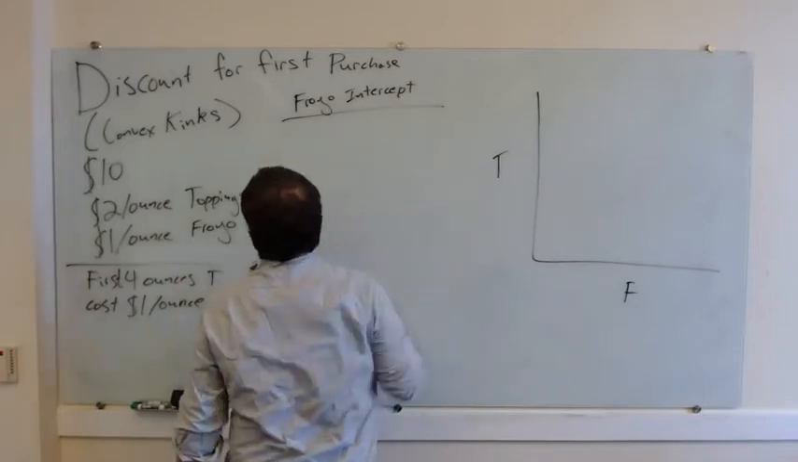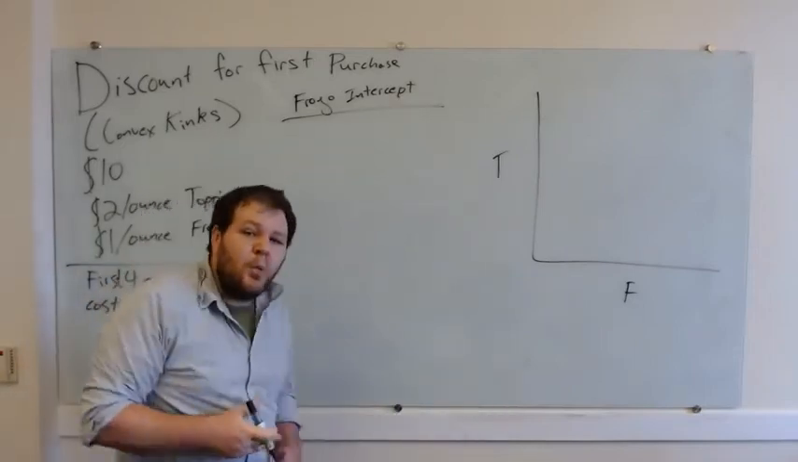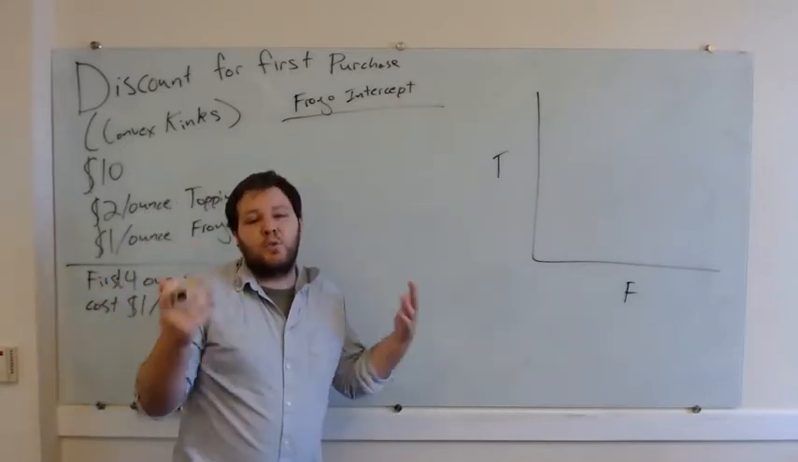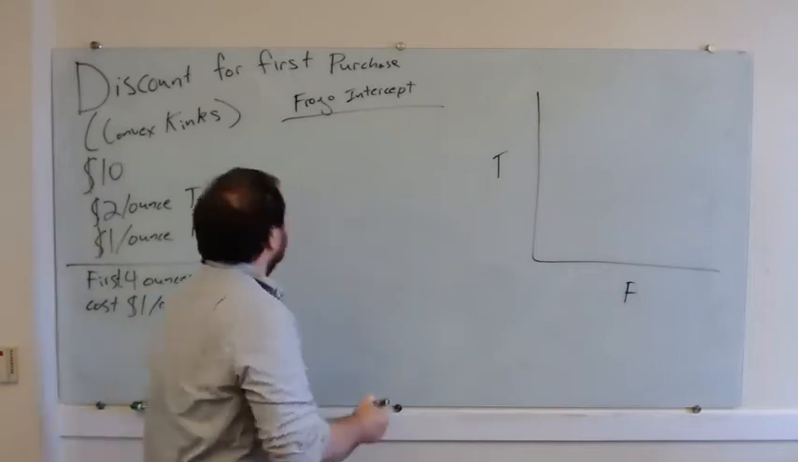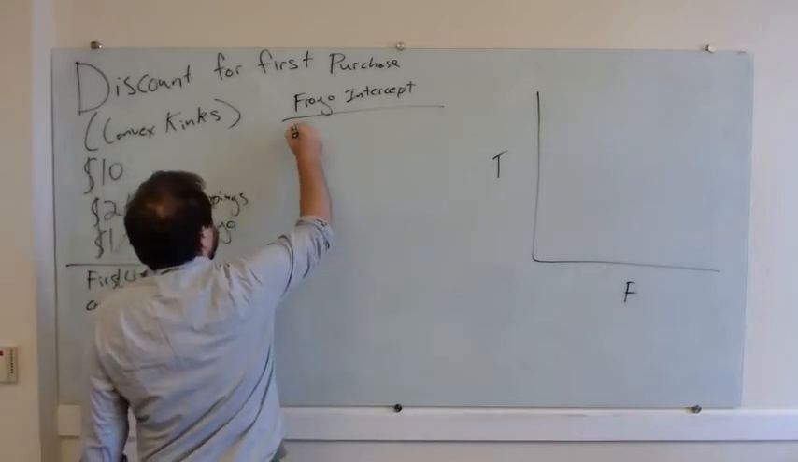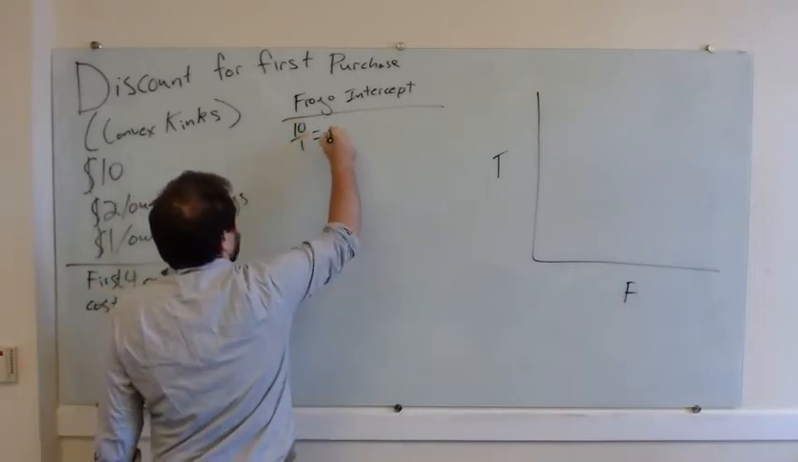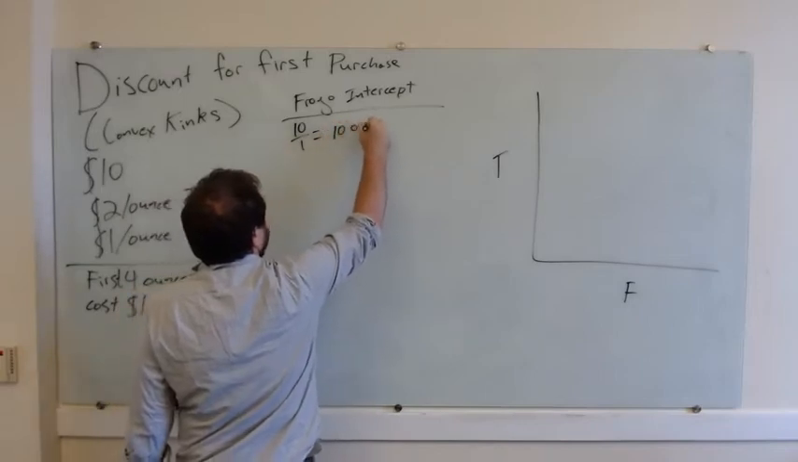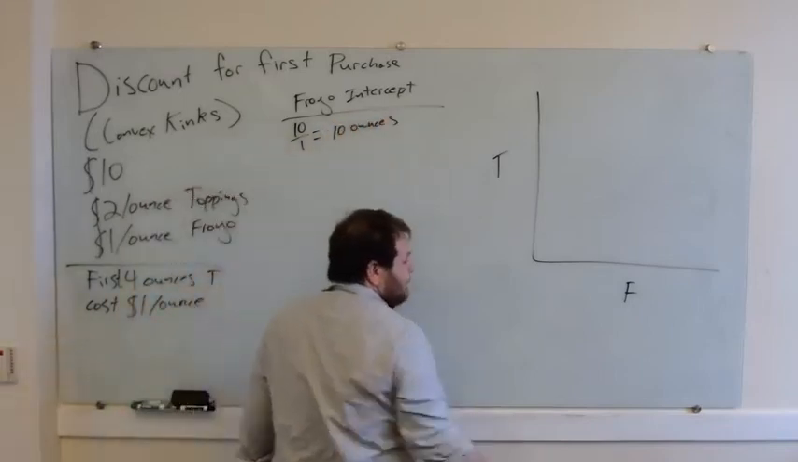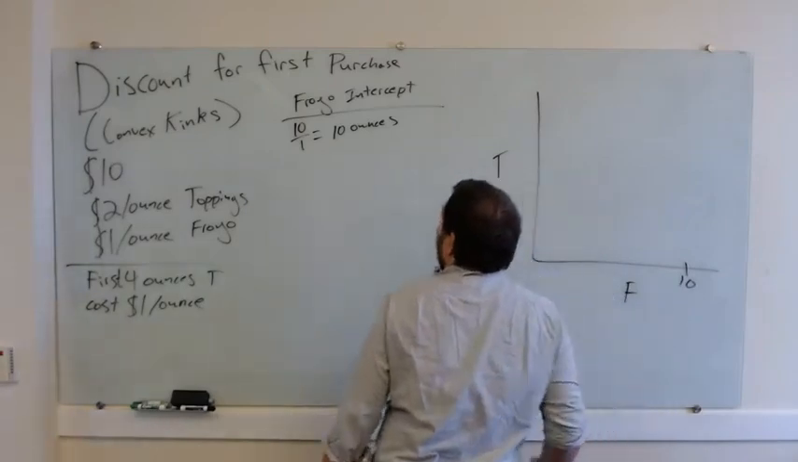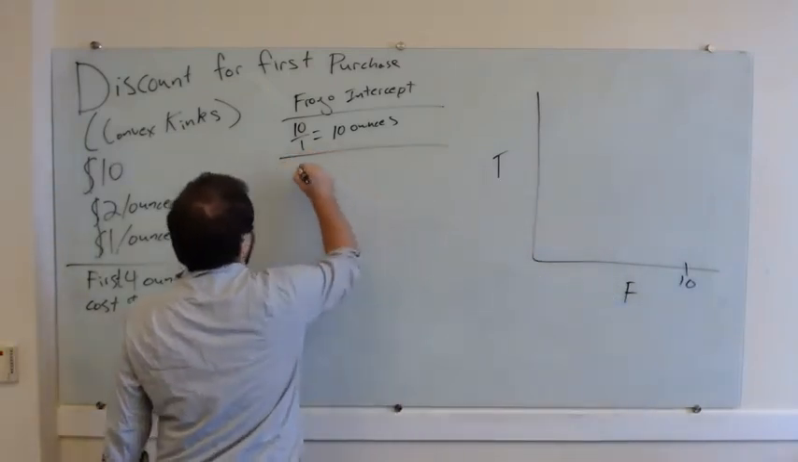Right? So this one's relatively straightforward. You've got $10, froyo costs $1 an ounce. So if you spend all your money on froyo, you can buy 10 over 1 equals 10 ounces of froyo. Okay, great. How about the topping intercept?